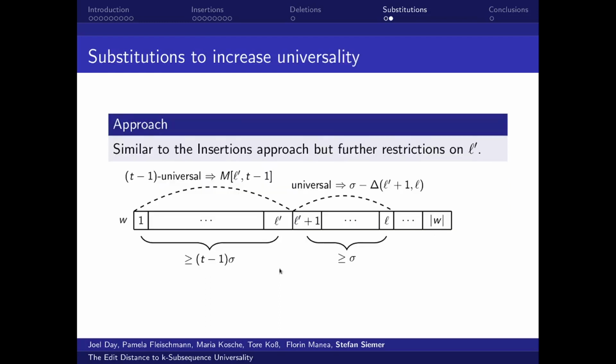On the other hand, we have the increasing of the universality by substitutions, and that approach looks really similar to the insertions approach, but we have more restrictions on this splitting position L prime. Namely, we need the prefix to be at least t minus 1 times sigma. Yeah, that is because we either use each letter as the letter itself, or we use it for substituting it by another letter. And the same is true for this tail.